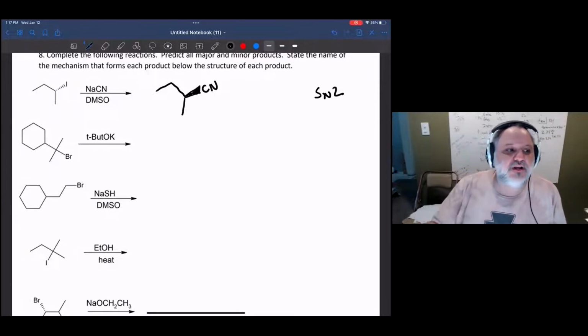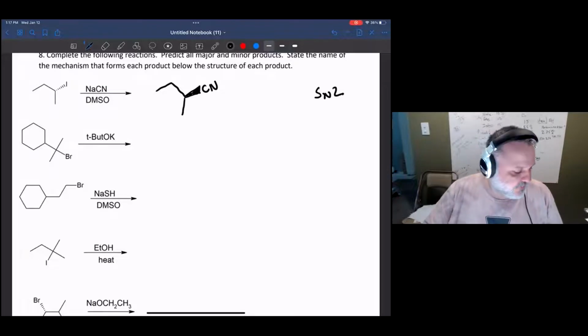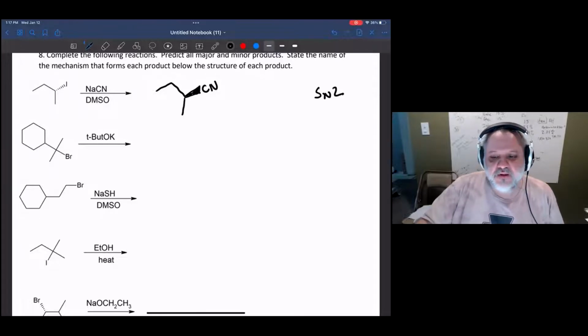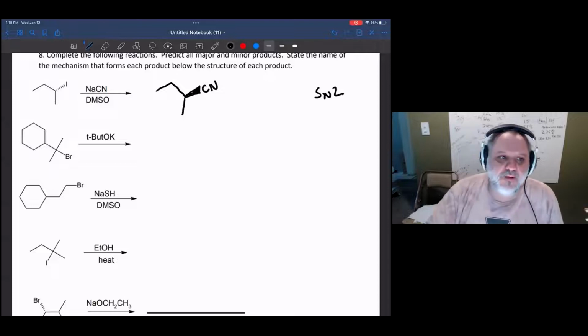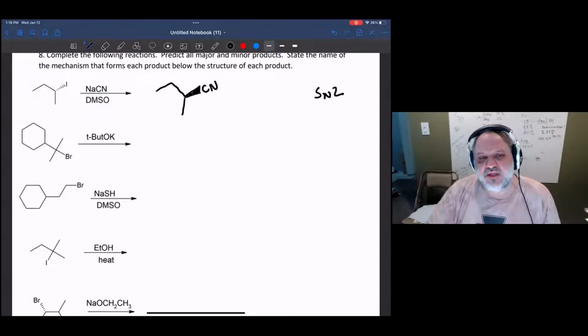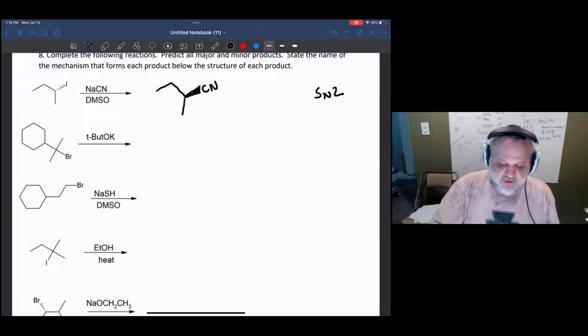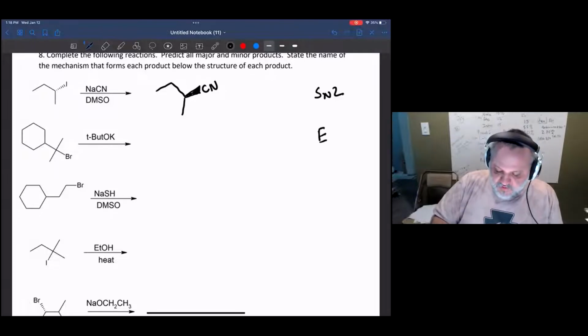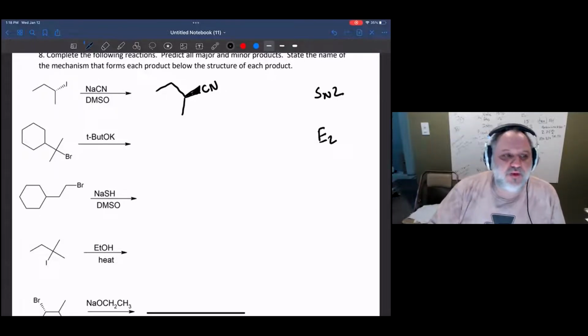Okay, for potassium tertiary butoxide, it's a strong base, but the leaving group is in a tertiary position. So I want to consider both of those factors. Even though it's a tertiary position, I've got a strong base and a strong nucleophile. So the E2 reaction mechanism is predominant. So I've got E2 as the reaction mechanism.